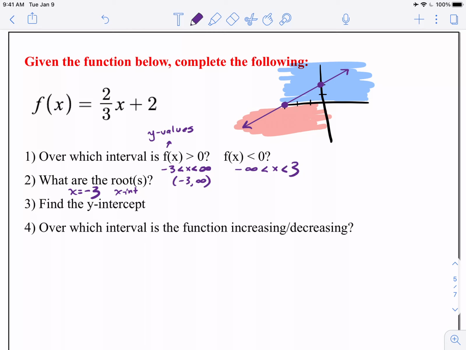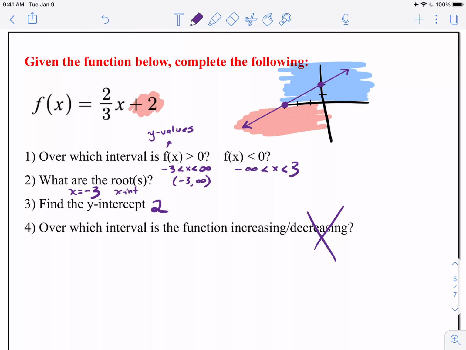What is the y-intercept? This one we should be able to spot just by looking at the equation itself. Even if we didn't have a sketch, we know that this +2 in front represents the y-intercept of the function. So the y-intercept here is 2. That's where it hits the y-axis. And now over which interval is the function increasing or decreasing? So this is a line. We looked at some crazy looking curves in class today, but for a line, this is always increasing. This has a positive slope no matter where you look. So this is never going to be decreasing. It's always increasing.